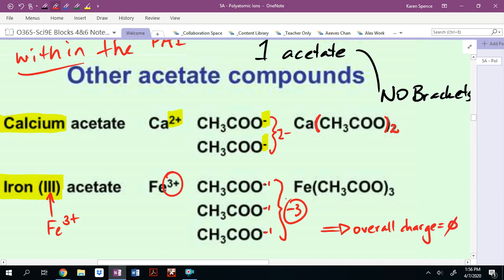And because we have more than one of the polyatomic ion, we need to use, what do we need to use? Brackets, because it means we have 3 of that entire group. Okay, I don't just have 3 of the O's, I have 3 of the entire group.